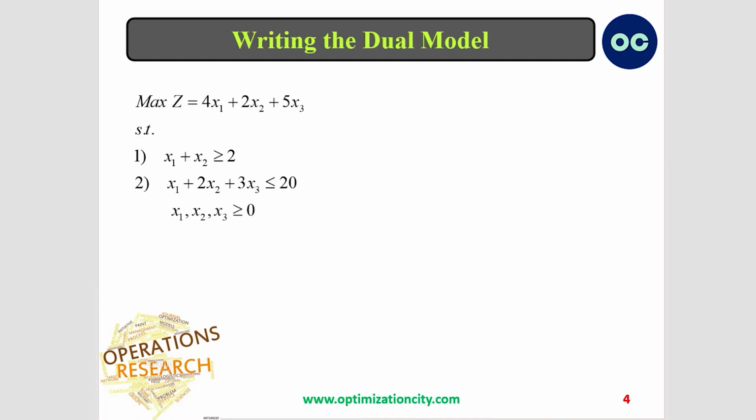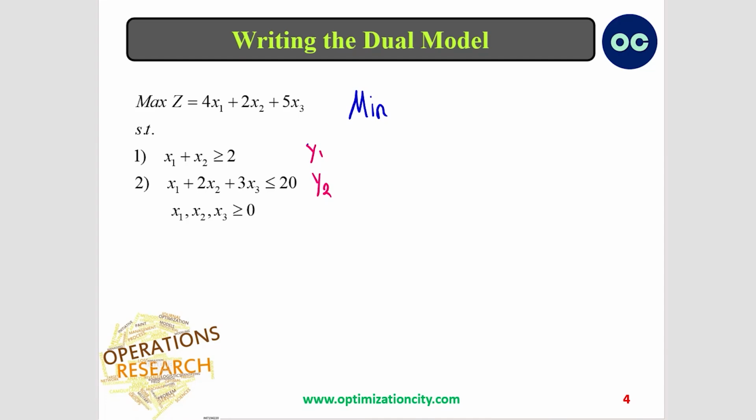Now, let's build the dual model by following a systematic approach. The original model is a maximization problem, so its dual will be minimization. So we have min, the abbreviation of minimization. Let's construct the first constraint in the dual model. The coefficient of x1 in the first constraint of the original model becomes the coefficient of y1. So y1 is the dual of the first constraint and y2 is the dual of the second constraint.